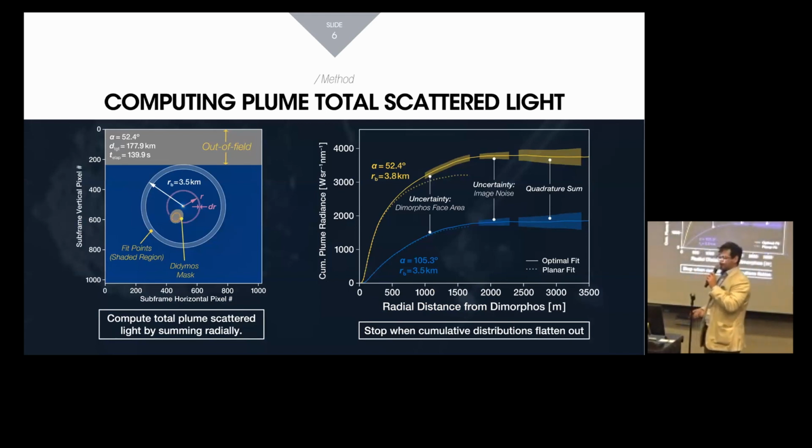The next thing we want to do is work out how much light we have in total in each of our images at each of those different phase angles. We do that by integrating radially outwards from the center of the plume for each of those images. We know that we've captured all the plume light when the integration flattens out, as shown in the curves on the right for two of the observations, with the associated uncertainties.